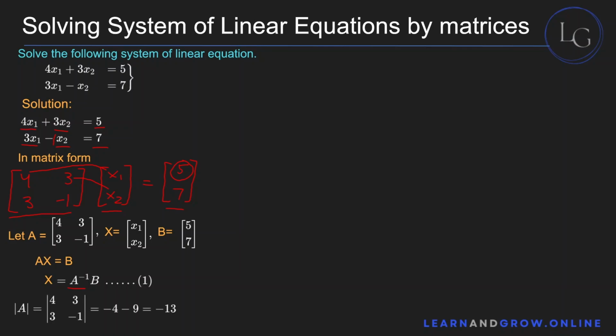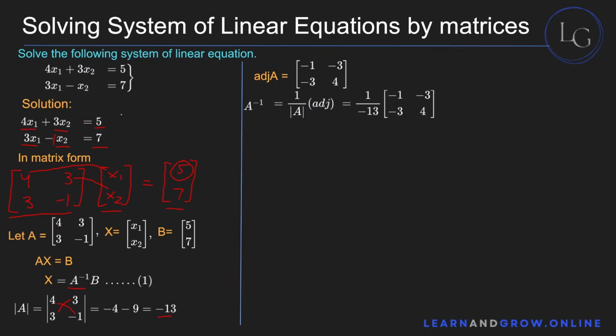The determinant of A is simply 4 into minus 1 minus 3 into 3, which is minus 13. And this is the adjoint of A. You'll switch the positions of 4 and minus 1, and then you'll invert the signs of 3 and 3. And A inverse is now this.